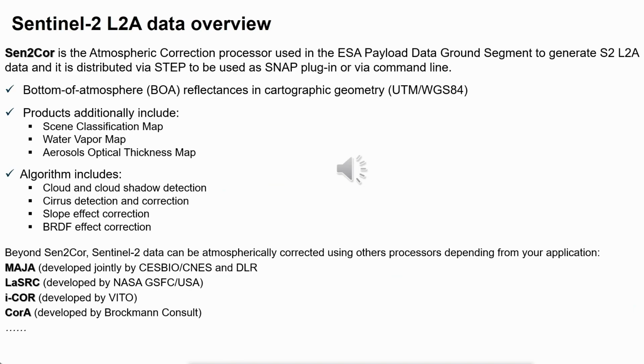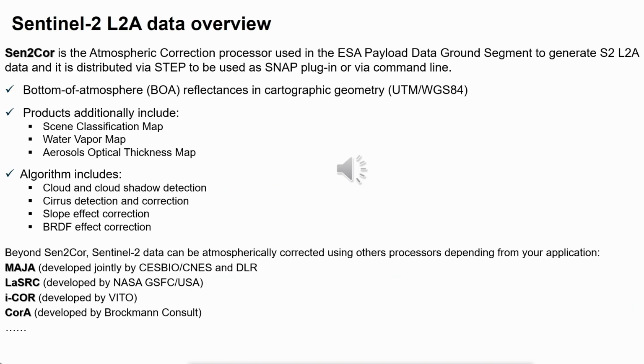The output of Sen2Cor is the bottom of atmosphere reflectance in cartographic geometry. But we also have as output a scene classification map that contains basic land cover layers, including clouds. We have a water vapor map and an aerosol optical thickness map.